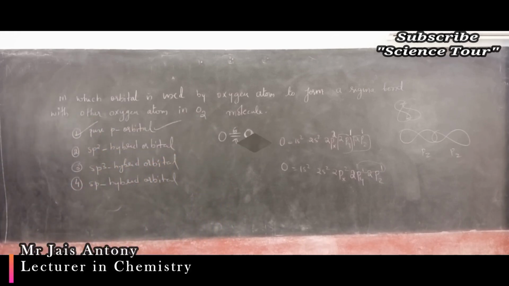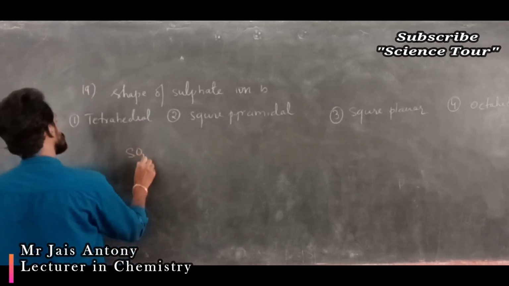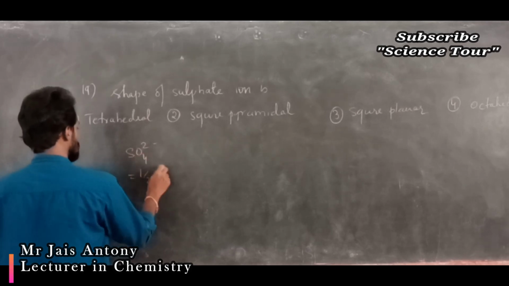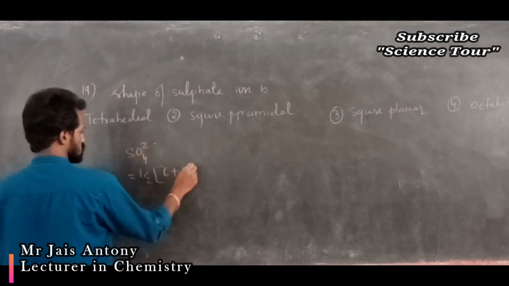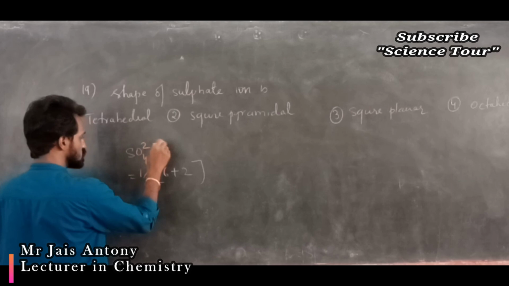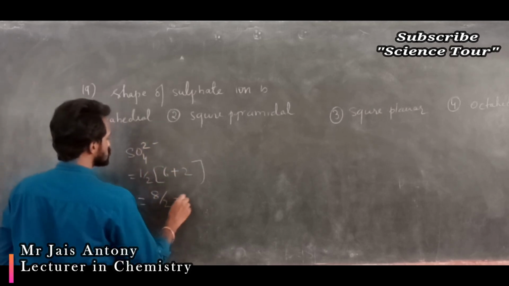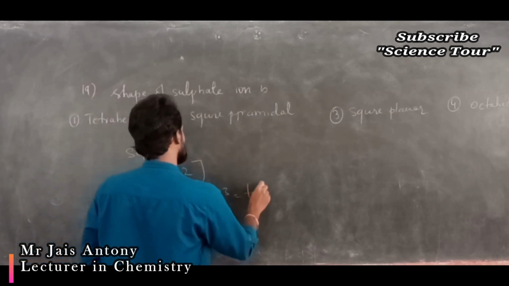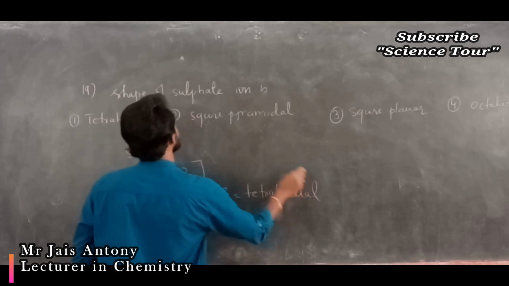Option A. The shape of the sulfate ion: by knowing the hybridization you can find out, my dear students. Sulfur has 6 valency electrons plus 2. No need to consider the oxygens, my dear students, because these are divalent atoms. 2 minus charge is there, so you have to add 2. So 8 divided by 2 is 4, 4 means sp3, sp3 means tetrahedral shape. Which one is correct?